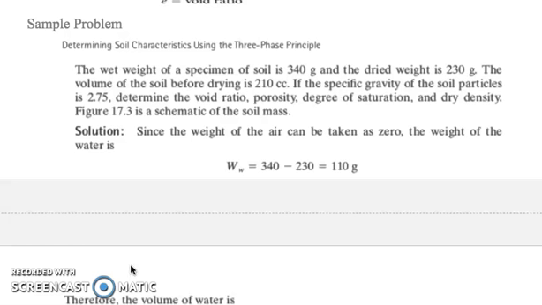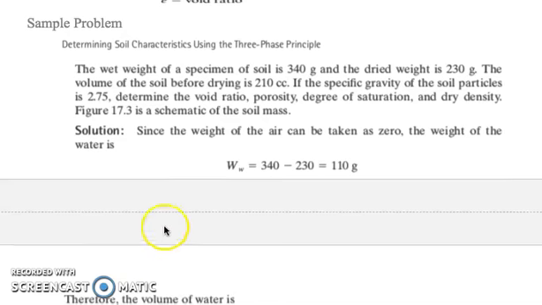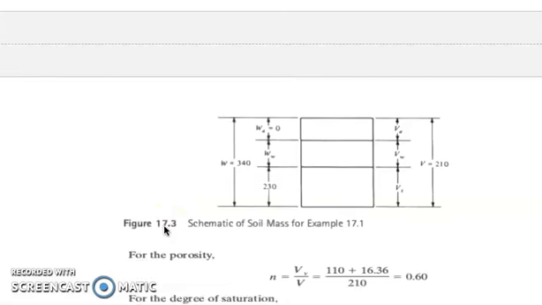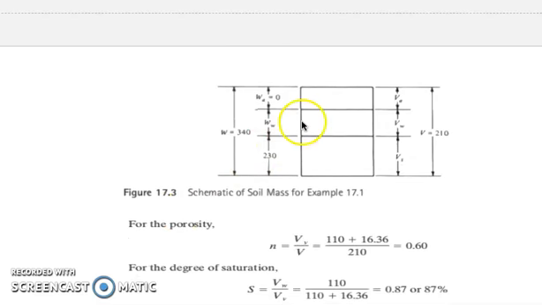So the figure shown is the schematic diagram for our problem. This is the schematic diagram for our soil mass based on our problem. The total weight is 340. Our total volume is 210. And we have air, water, and solid.